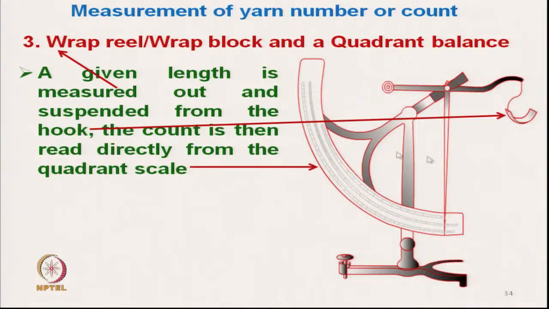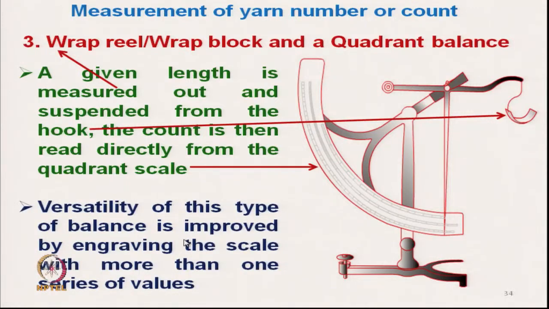For the same length of yarn, if it is a finer yarn, it will be deflected here, and if it is a coarser yarn, it will get deflected here. So, the counting system starts from here showing finer yarn, and then gradually it becomes coarser. The idea is that we have to keep the length exactly fixed. It is simply a balancing system, and it is a versatile system.